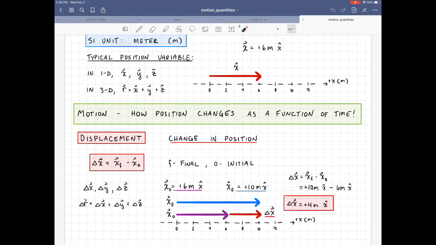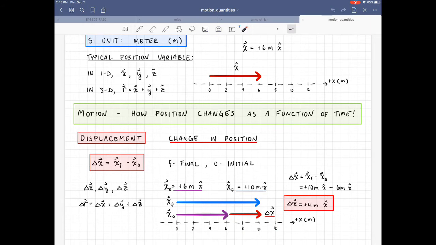So let's look at an example down here. I've got an initial position of 6 meters, plus 6 meters in the x direction, and so that's my purple vector here. And then I've got a final position of plus 10 meters in the x-hat direction, so that's my blue vector right here. And so the displacement is defined as x final minus x initial. And so here I've written out x final minus x initial. Well, remember, subtracting a vector is the same thing as adding the negative of that vector.